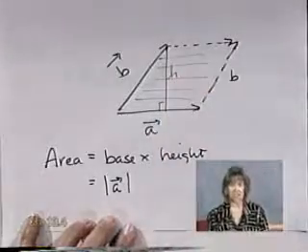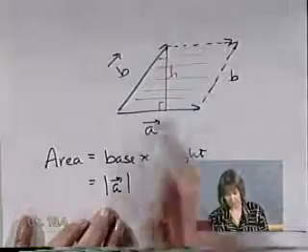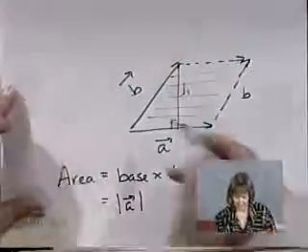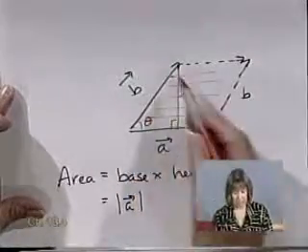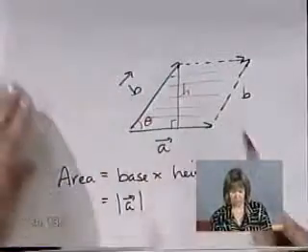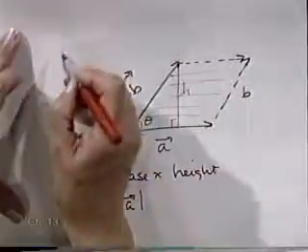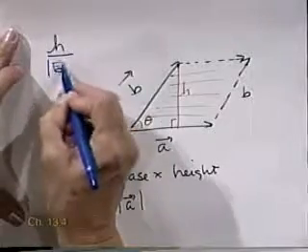And I'll call that H for height. So I could have the length of A, which is my base, times my height. Well, now wait a second, people. If I knew the angle that A and B made, what would be the ratio of H over the magnitude of B? The opposite side over the length of this side. What would be H over the magnitude of B?